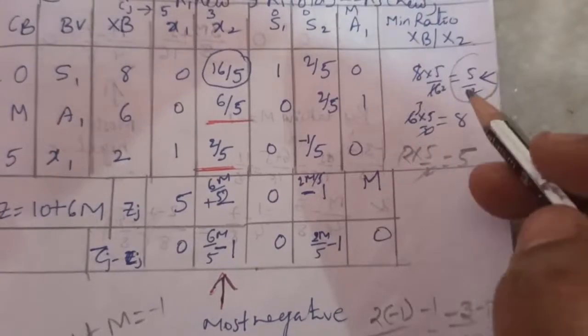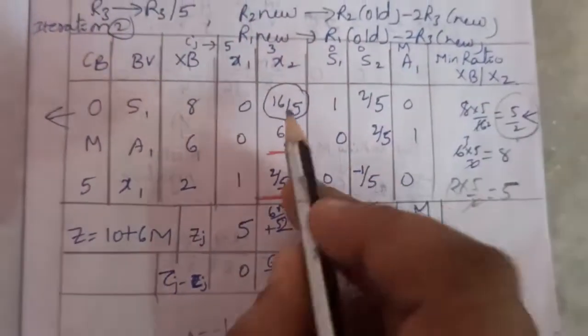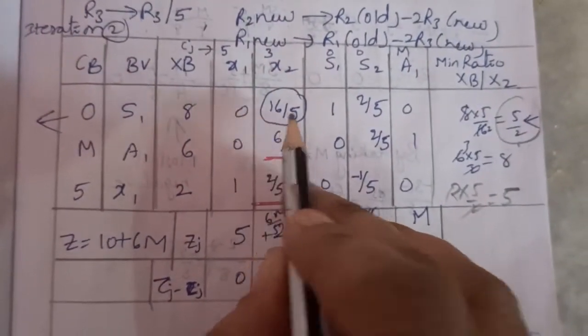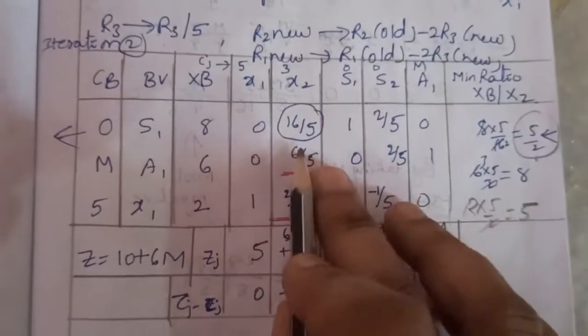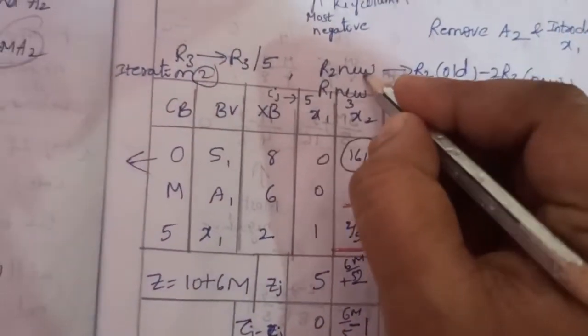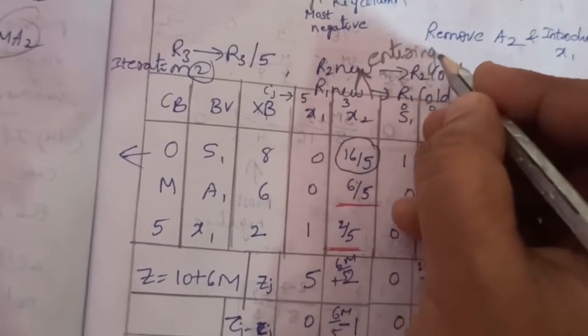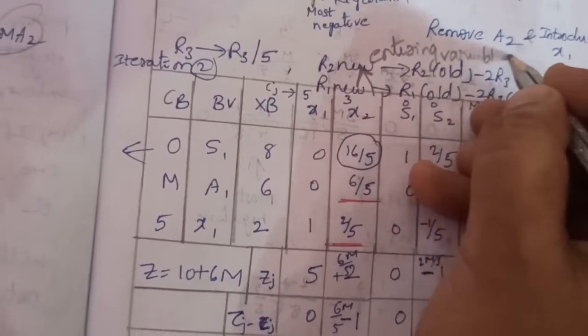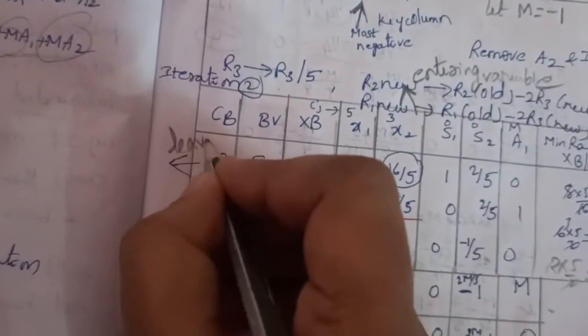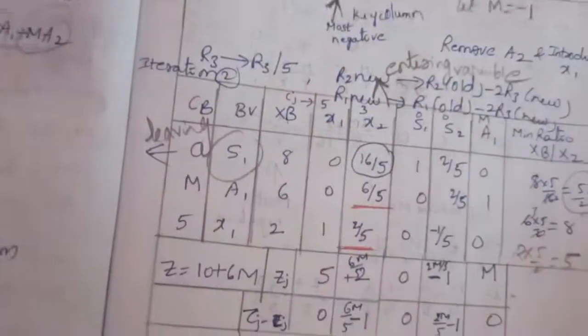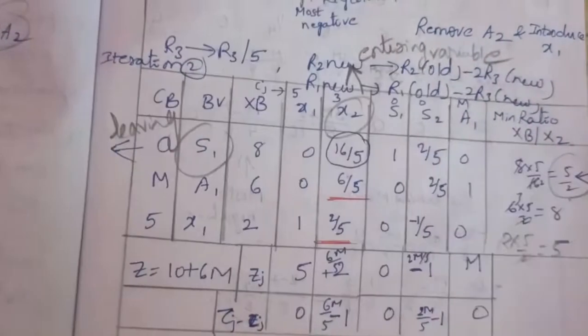This is the minimum value. So that's why this is the key row of the table. So here we got the key. So that's why this is the entering vector or entering variable. Entering variable. And this is the leaving variable. S1 is the leaving variable and x2 is the entering variable.